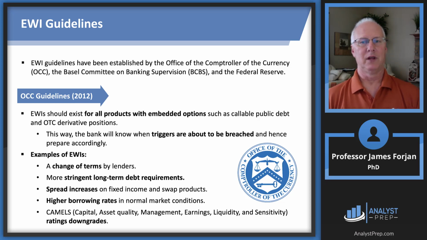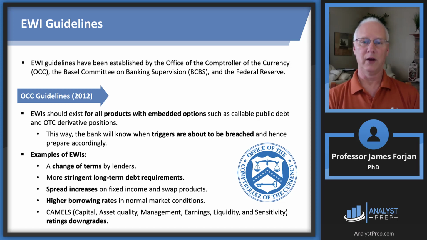Now, how about some guidelines offered by regulatory bodies or government bodies? These people are out there trying to make life better for financial institutions and provide stability inside of the industry. So let's look at the Office of the Comptroller of the Currency. This goes all the way back to 2012. These early warning indicators should exist for all products with embedded options. Boy, I just said that a few moments ago. So that's really important. These embedded options are often out of the money, but as soon as they get near the money or in the money, this is going to rearrange both the left-hand and right-hand side of the balance sheet.